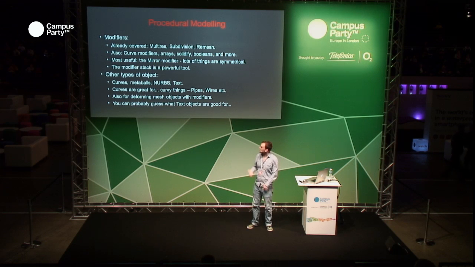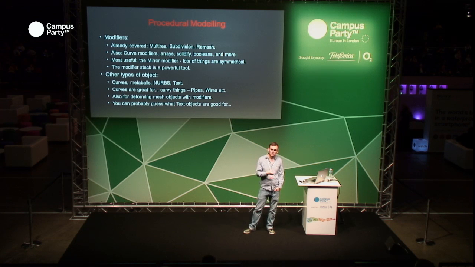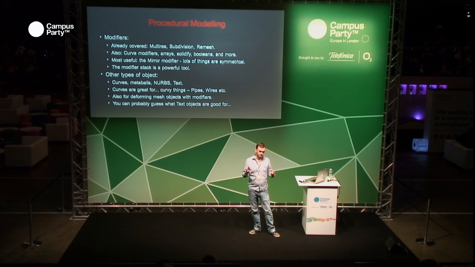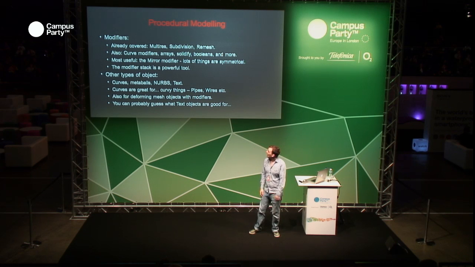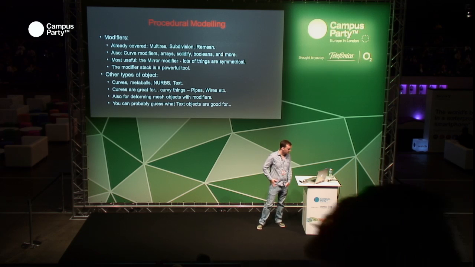Plus, Blender has a whole bunch of other types of object that you can work with. You don't just have to use meshes and polygons like I've been talking about so far. Blender has curve objects, things called metaballs, which work a bit like clay, and when they get close to each other, they mesh together. NURB surfaces, text objects, things like that, all really useful.